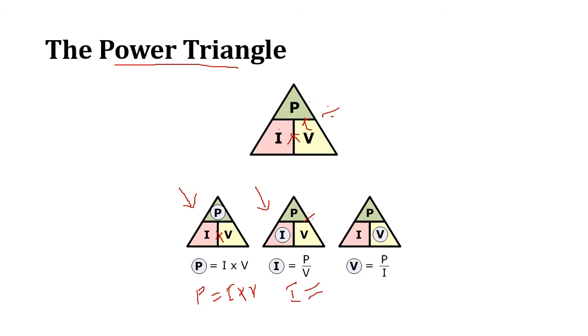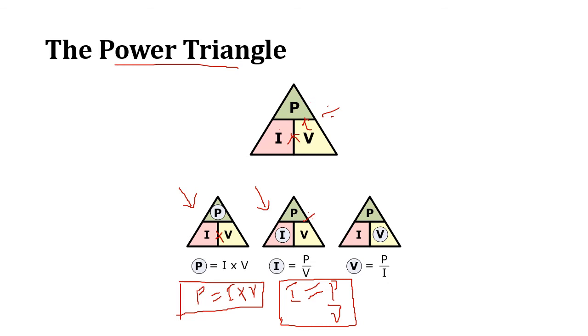Therefore, I will be equal to P upon V. So this is our second relationship to find out the I. Here, to find out the power, P will be equal to V into I. To find the current, I will be equal to P upon V.